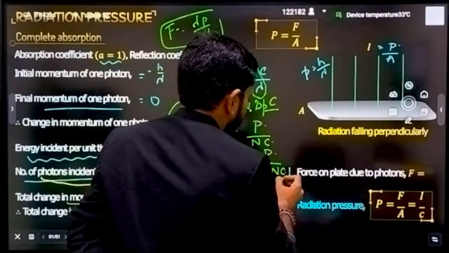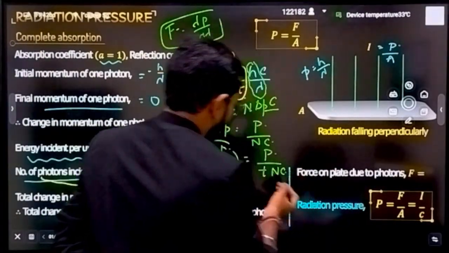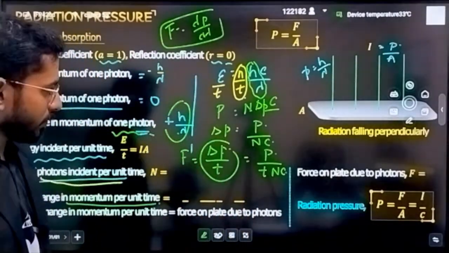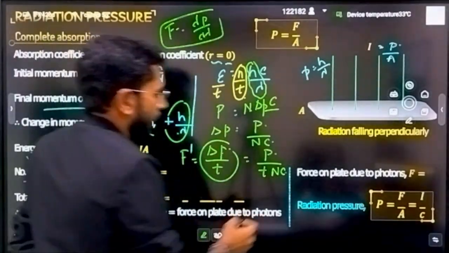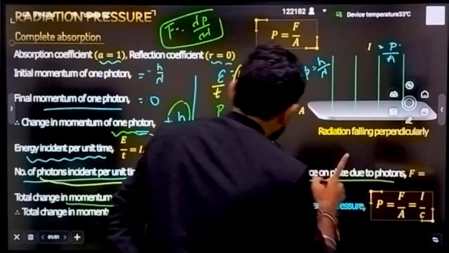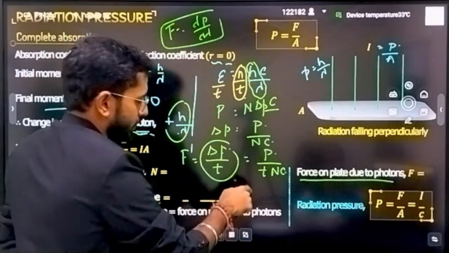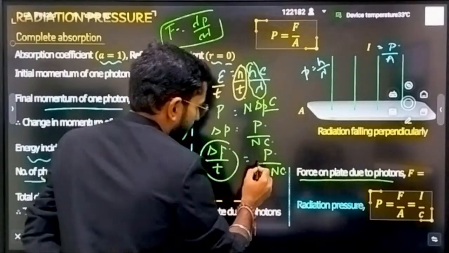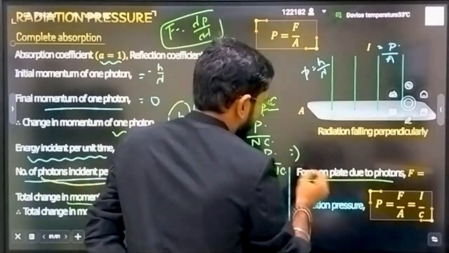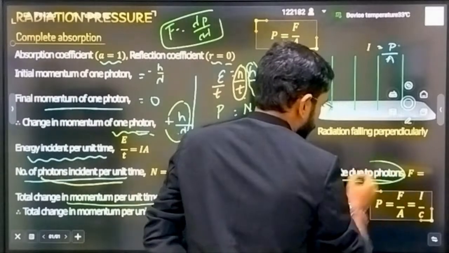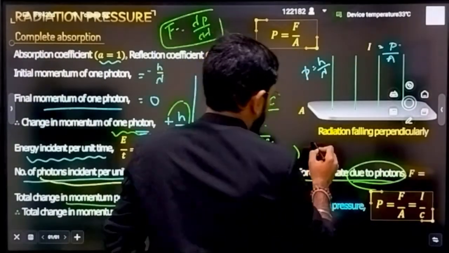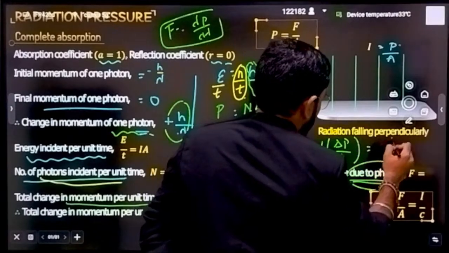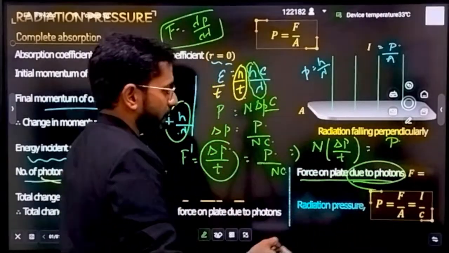Now और पर सेकंड, अगर पर सेकंड कैलकुलेट करना है तो टाइम को कर लो 1. इफ यू वांट टू कैलकुलेट इट फॉर पर सेकंड, व्हाट विल बी डूइंग 1. नाउ फोर्स ऑन अ प्लेट ड्यू टू 1 फोटोन विल बी दिस मच, एंड टाइम को कर लो 1. इफ यू आर डूइंग टाइम per second, that means it will become 1. So what will be the force due to n number of photons? Due to number of photons, it will just multiply it n times of delta p by t is equals to power divided by c.